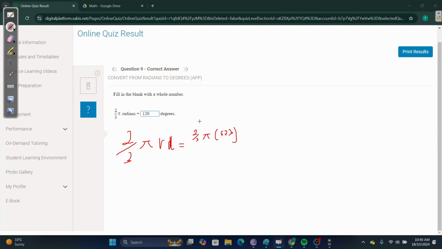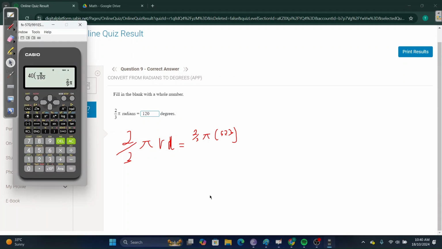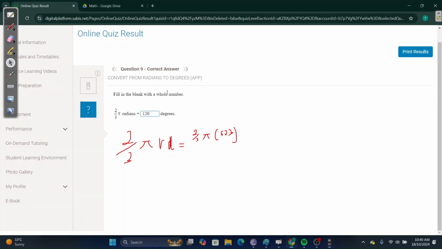It's fine. So what you're gonna want to do now is 2 over 3 pi into 57.3, which is 180 over pi at the same time. 120.0088, so just take it as 120.